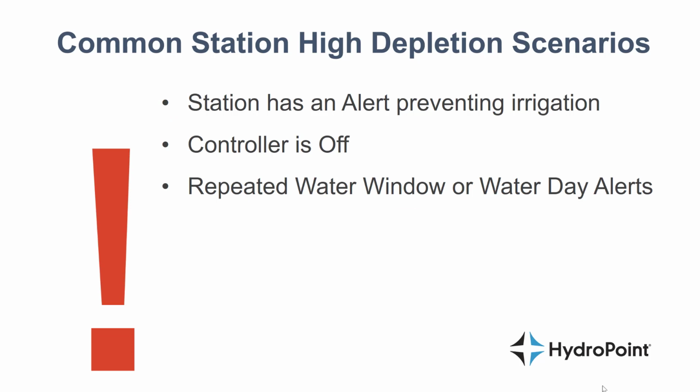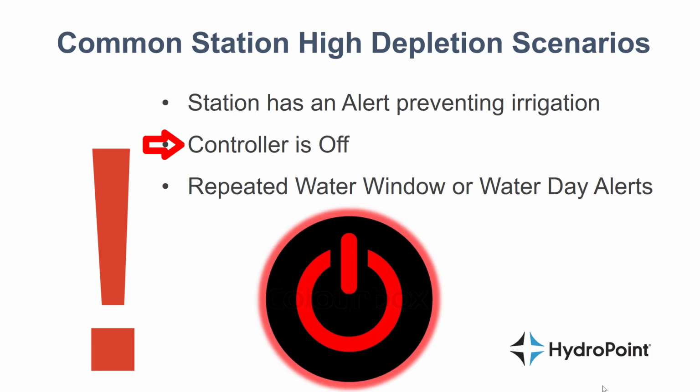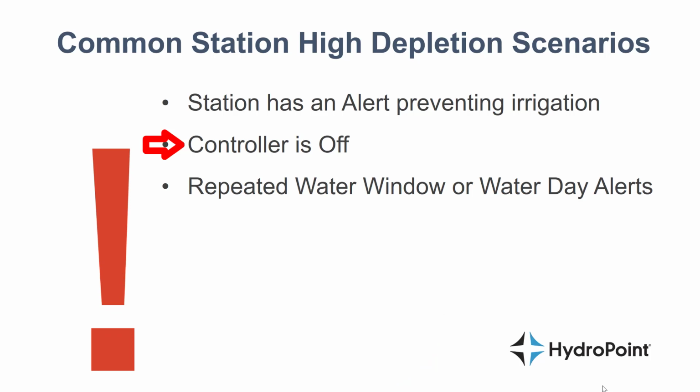Another way that this happens is if a user is doing maintenance on the property and needs to turn the controller off for a couple of days. Each station continues to accumulate depletion, and then when the controllers turn back on, we know how thirsty every station is and calculate the irrigation required to catch it back up.